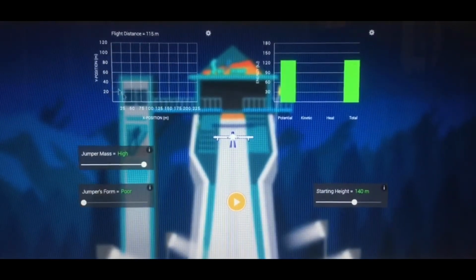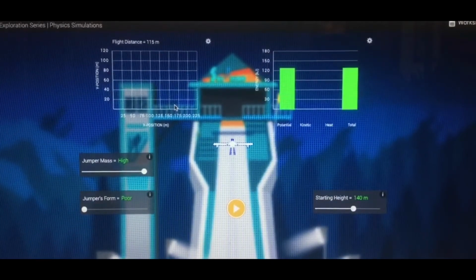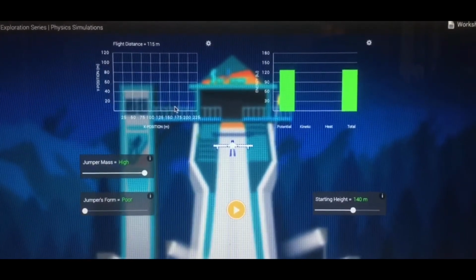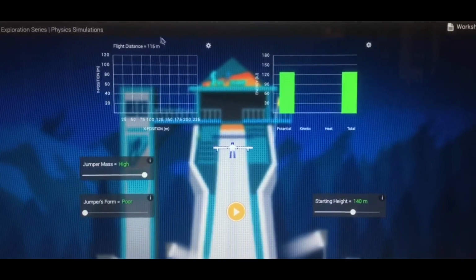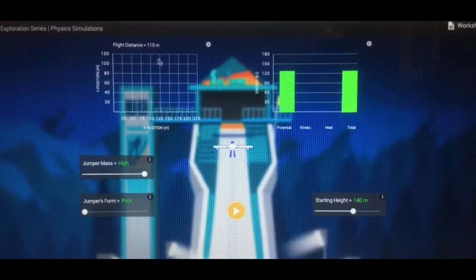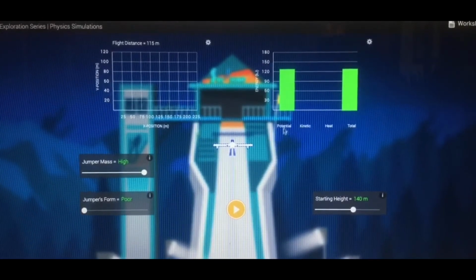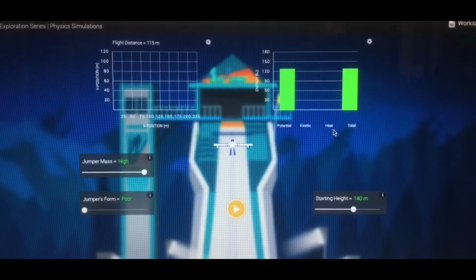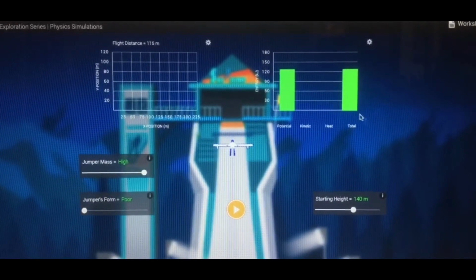Up here in the upper left, you see the flight distance graph, and what you'll see here is the actual flight distance with each scenario and the path that the flight takes. When it's all said and done, you will also see the flight distance up here, which is what you will record on your data sheet. Over here on the right hand side, this is where you will see the potential energy, the kinetic energy, the heat or thermal energy that dissipates as the flight takes place, and then you'll see total percentages over here.